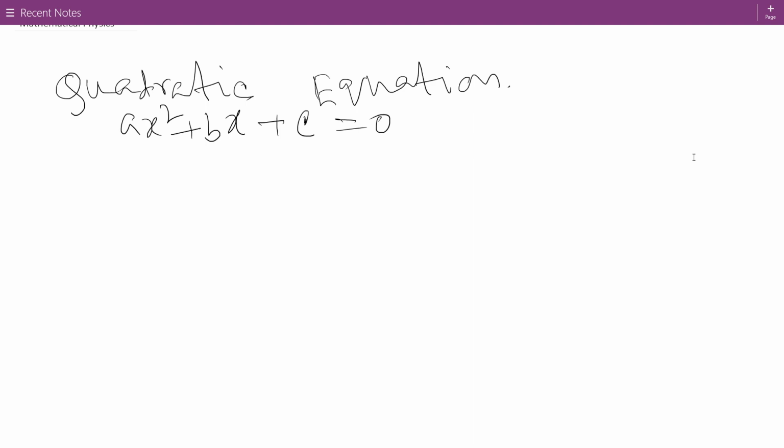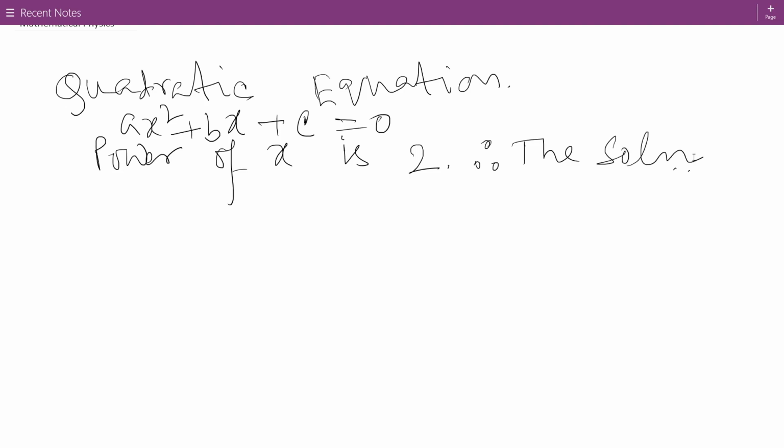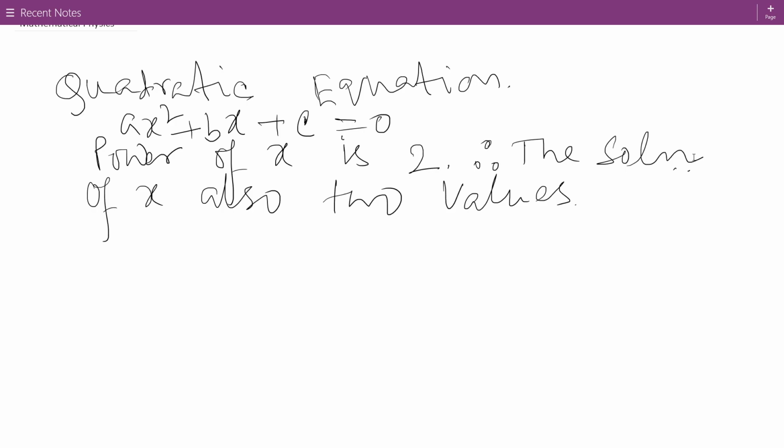Power of x is 2. Therefore, the solution of x also has 2 values. Now we solve the equation.